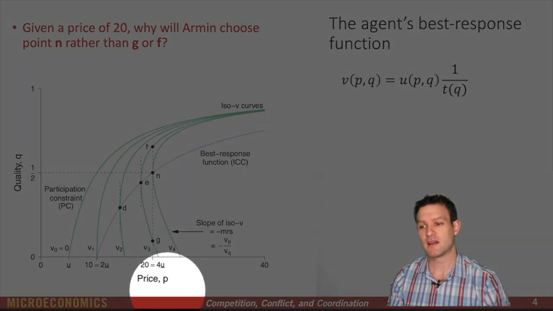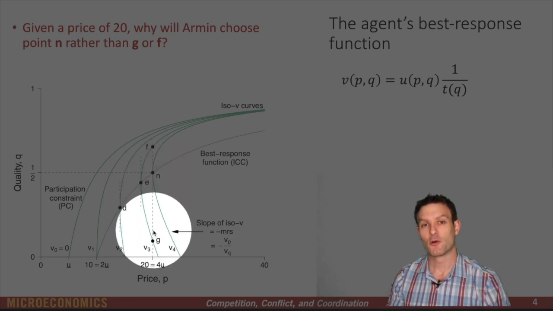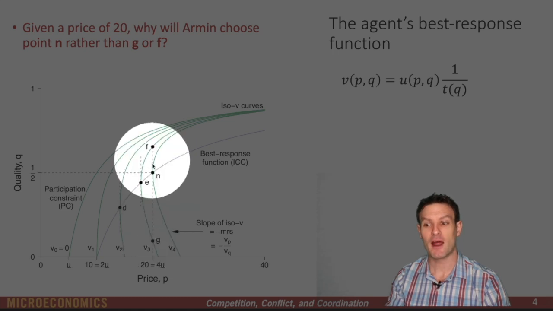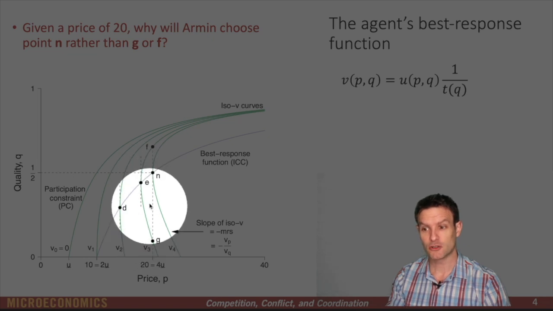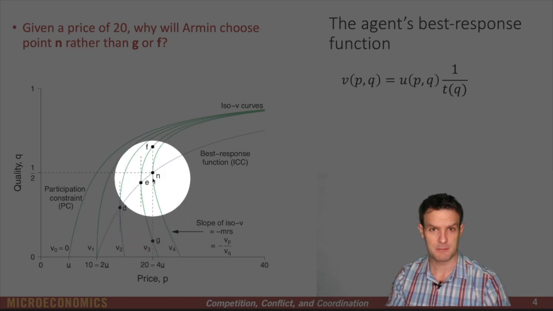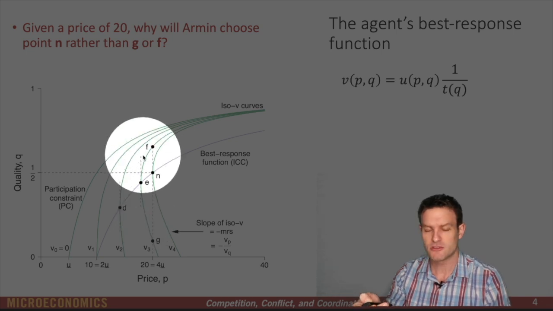So what we can see comparing points G and N is that at G, the quality that he's providing is such that at that price, he could increase the lifetime of the contract by increasing the level of quality that he provides. And he does so at point N. Now then you might say, okay, but he could increase the lifetime of the contract more by going up to point F, right? So that's true.